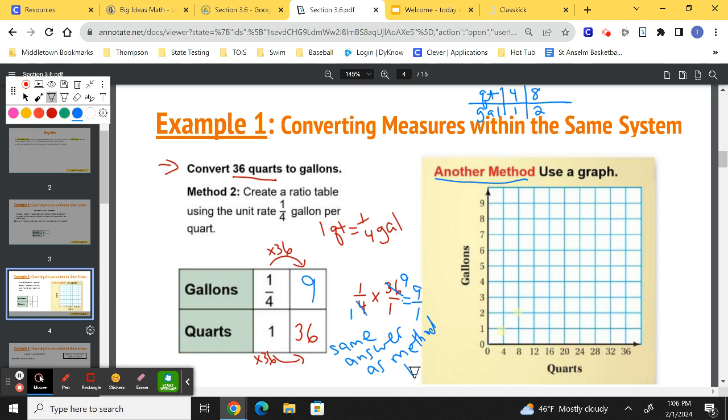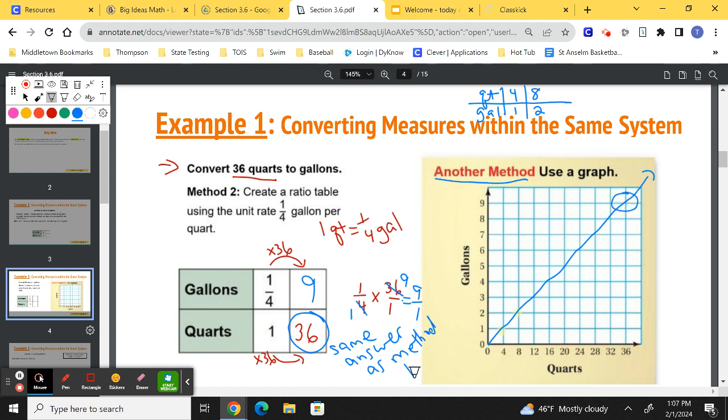All right. If I graph this, I'm going to do my best to do a straight line here. Let's see if I can do it. But why did you go so much? Because I want to go to 36, right? So if I go to 36 and I go all the way up, what should I land on? 9.